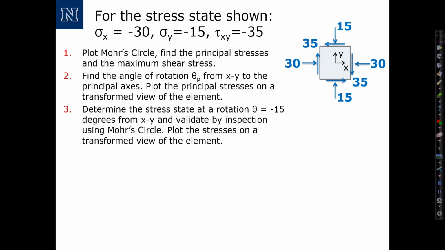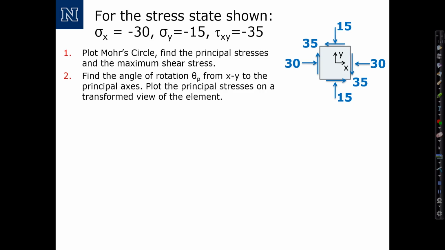For this stress state, we're asked to plot Mohr's circle, and find the principal stresses and the maximum shear stress. We're asked to find the angle of rotation theta p from xy to the principal axes and plot the principal stresses on a transformed view of the element. Finally, we're asked to determine the stress state at a rotation theta of negative 15 degrees from the xy state and validate the stresses by inspection using Mohr's circle. We'll plot these stresses as well on a transformed view of the element. In this video, we'll do parts 1 and 2, and we'll do part 3 on the next video.